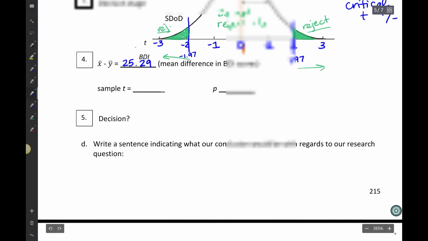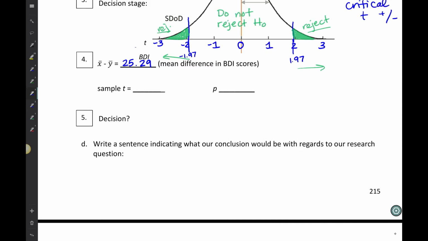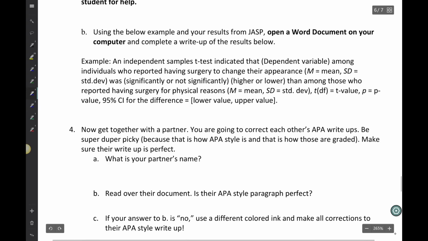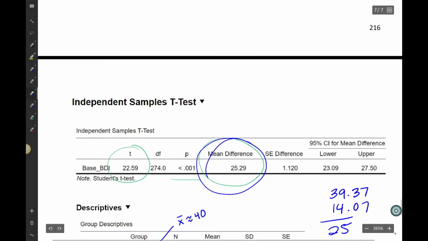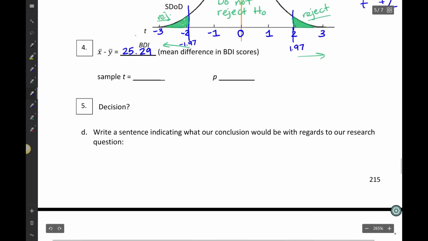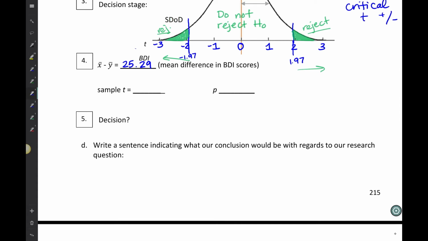Now, what is our sample T and our P? I'm going to double check. Sample T is 22.59 and our P is less than 0.001. So we'll go ahead and put those in here. 22.59 was our sample T and our P is less than 0.001.